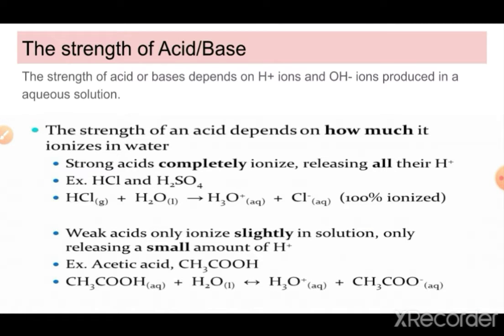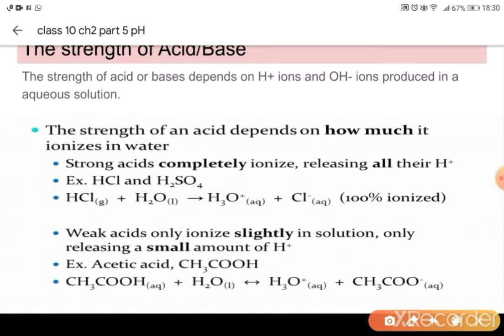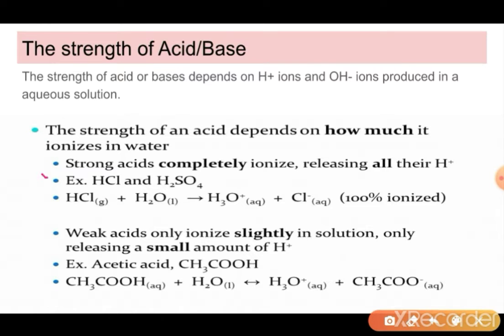Now let's understand the strength of acids. On the basis of strength, we can classify acids and bases into strong acids and weak acids, and similarly strong bases and weak bases. Strong acids ionize completely and produce a large amount of ions. When the acid is dissolved in water, it produces a large amount of hydronium ions and chloride ions. It ionizes completely, that means 100% or around 90%. Ionized means dissociated into ions.